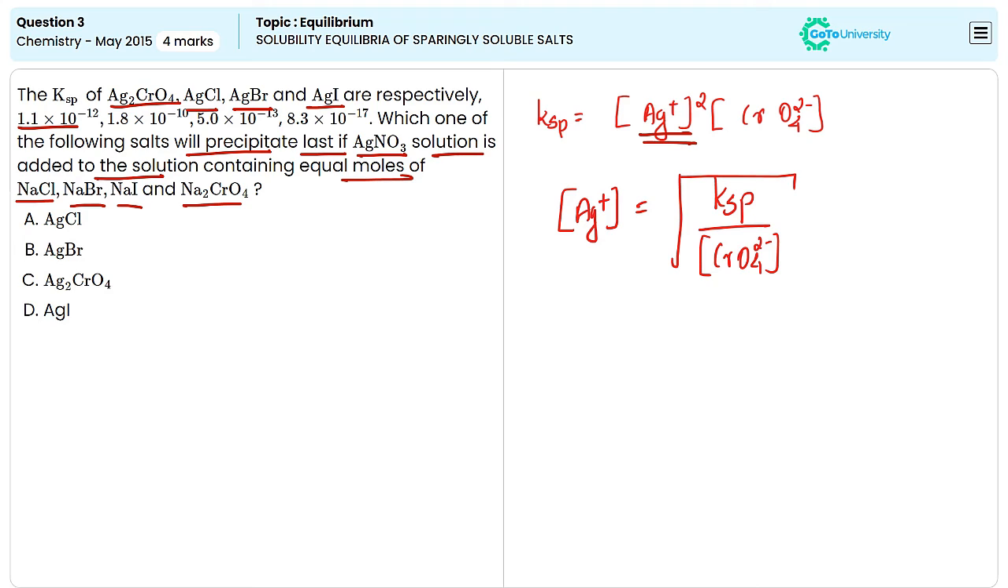Now we can write it is equal to the square root of the solubility product divided by the concentration of chromate ion. By substituting the values, we can write (1.1 × 10^-12 / [CrO4^2-])^(1/2) is the concentration of Ag+ ion. This is the maximum concentration. It means this will precipitate by the addition of sodium chloride, sodium bromide, sodium iodide and sodium chromate. So from these options, the correct answer is option C.